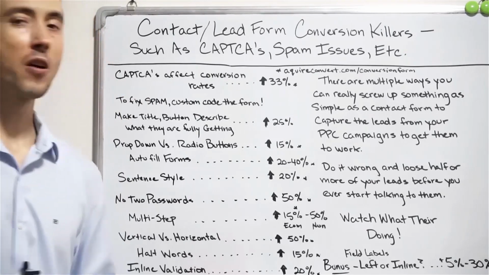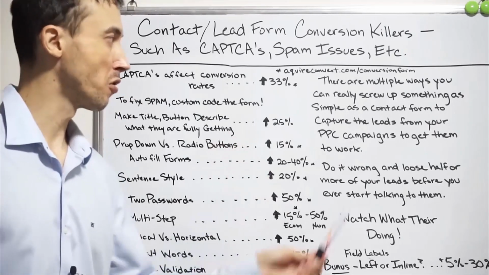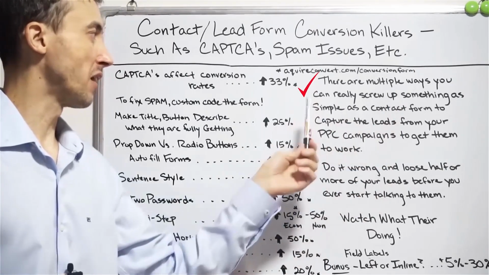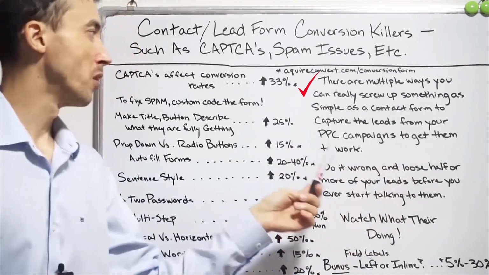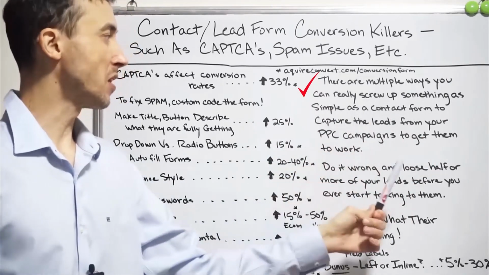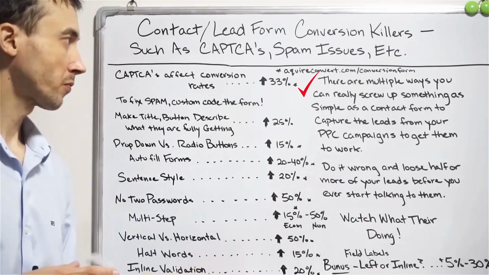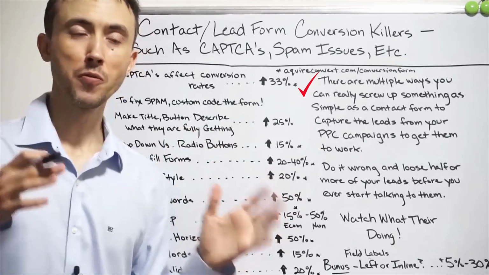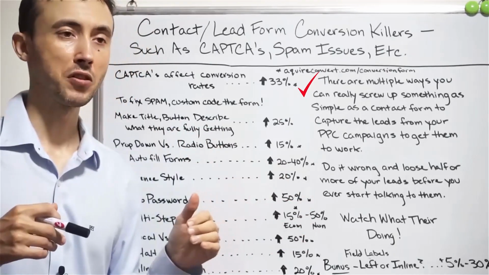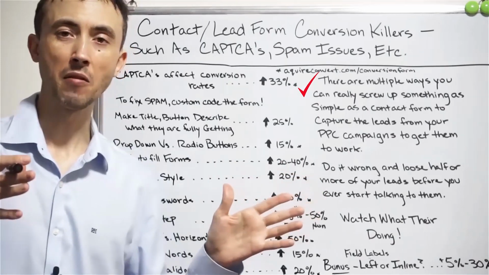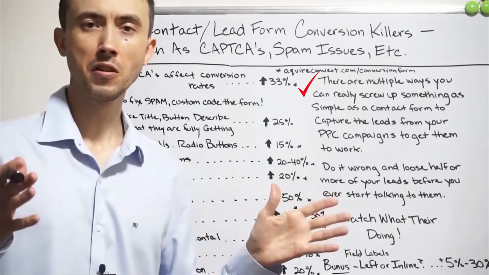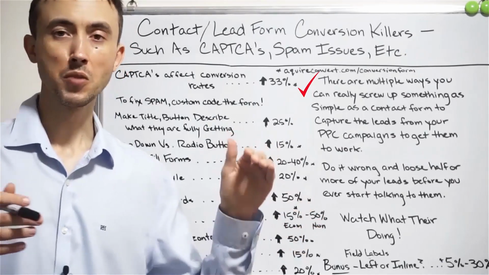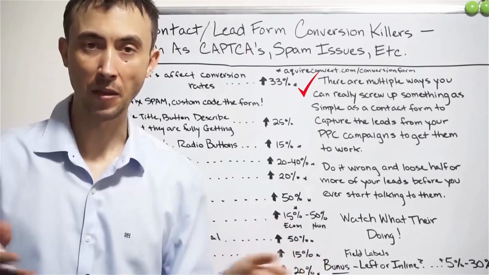Before all that though, I will get into a quick prelude here, as I usually do in my videos. There are multiple ways you could really screw up something as simple as a contact form to capture the leads from your PPC campaigns. You do all this work to filter out and get the right people coming into your site, and then if your form isn't set up the right way, you may neuter your conversion rate so it can't be competitive, and all of it was for nothing.